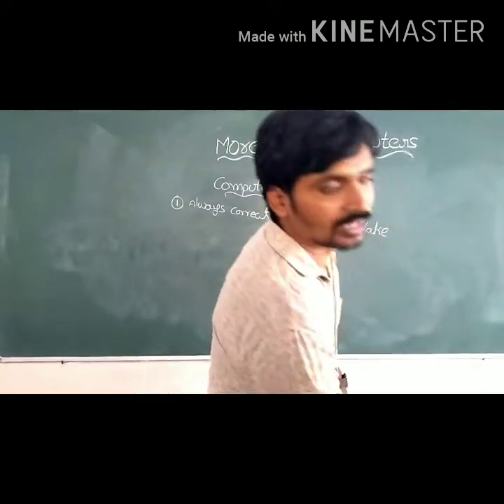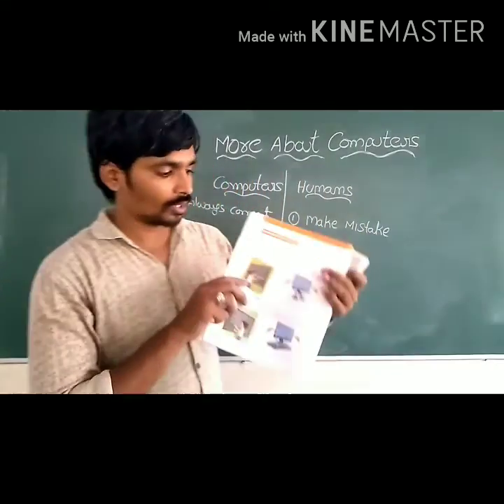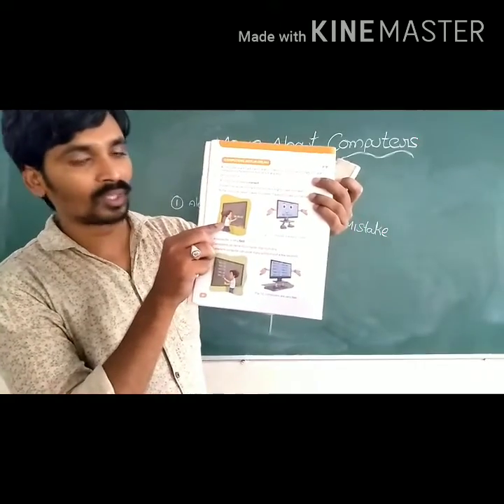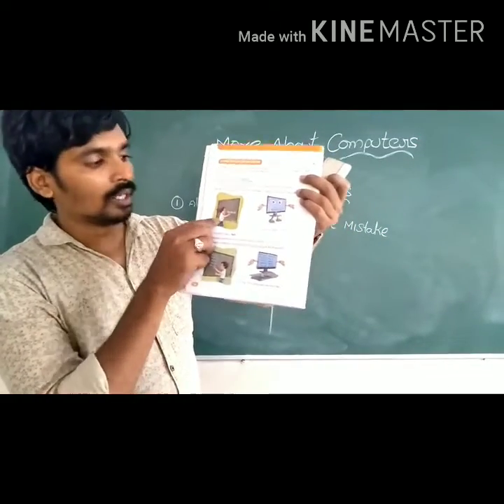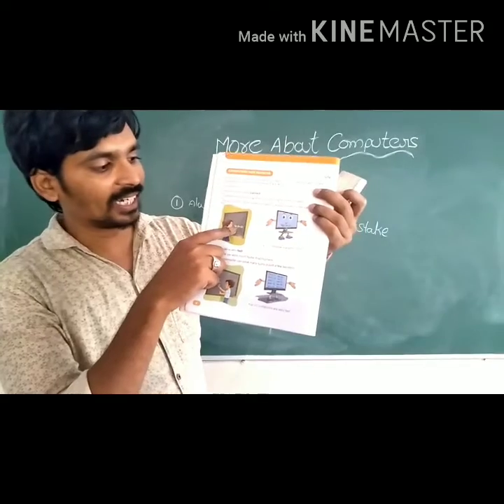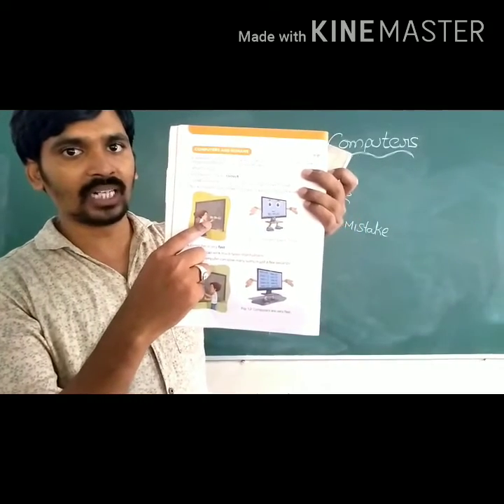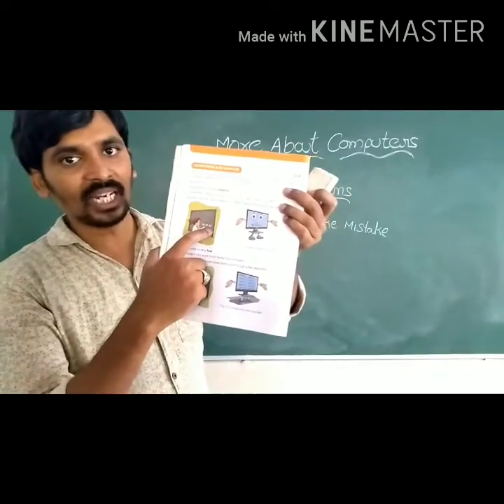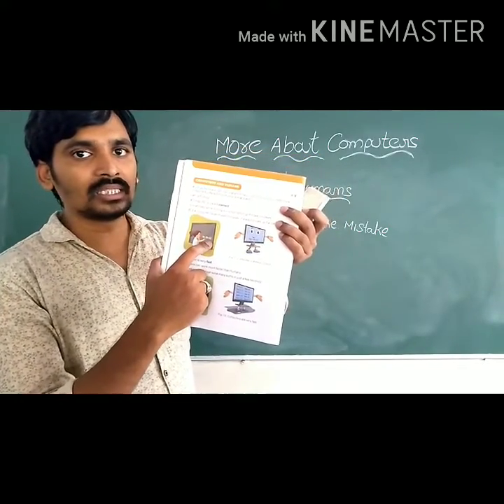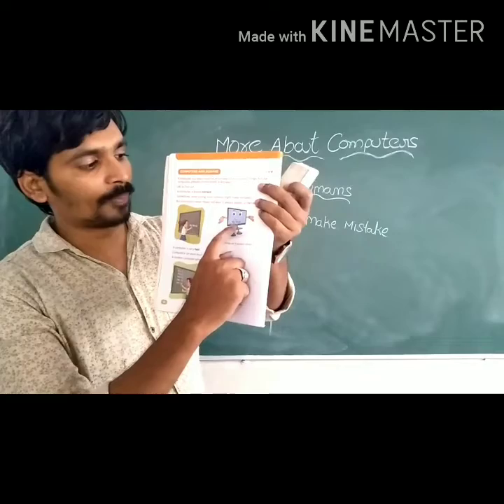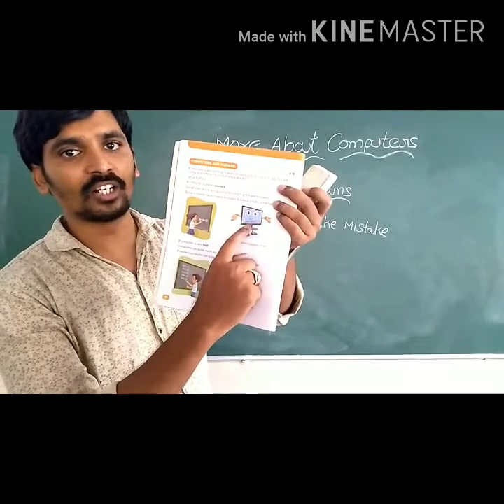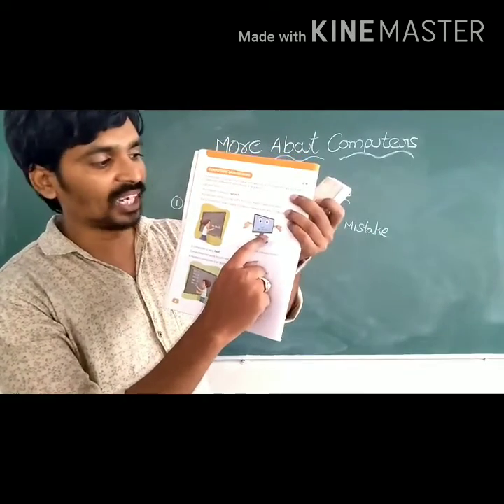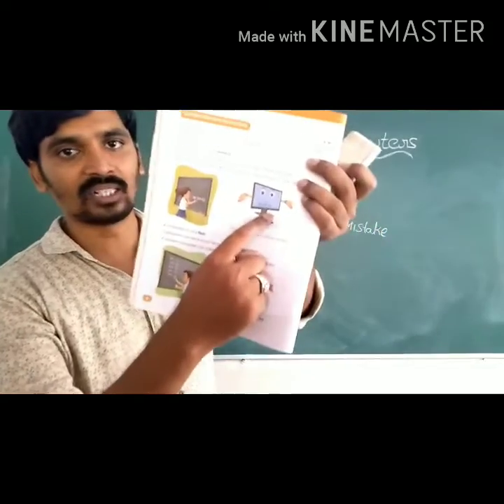Okay, now observe this picture. This one, observe. 90 minus 39, how much value? 90 minus 39. The student writes 52. It is not correct. And the computer writes 90 minus 39. How much value comes? 51.